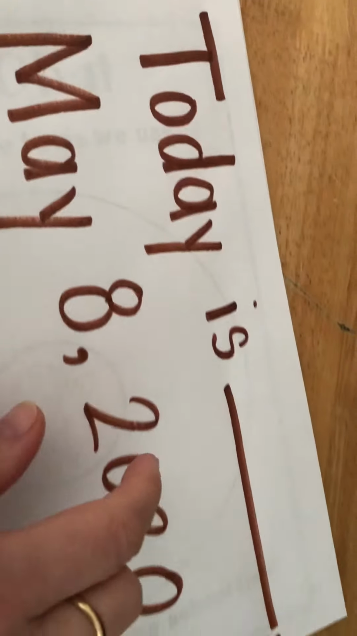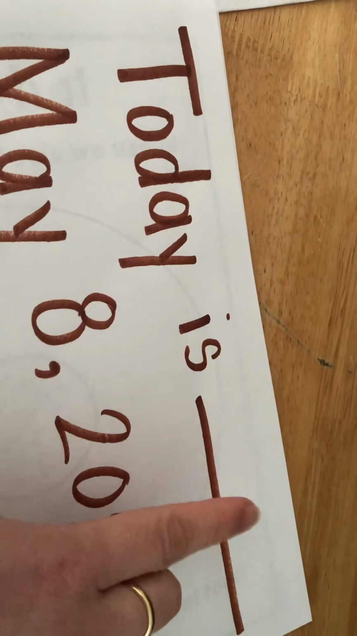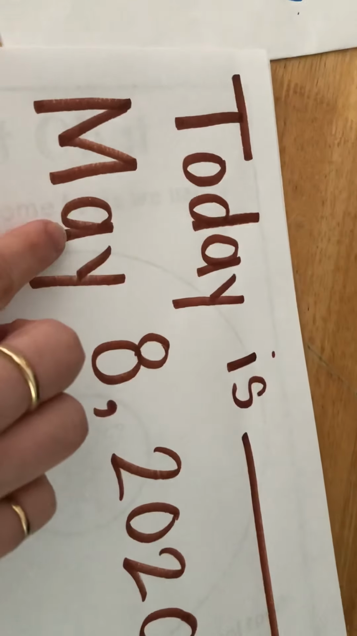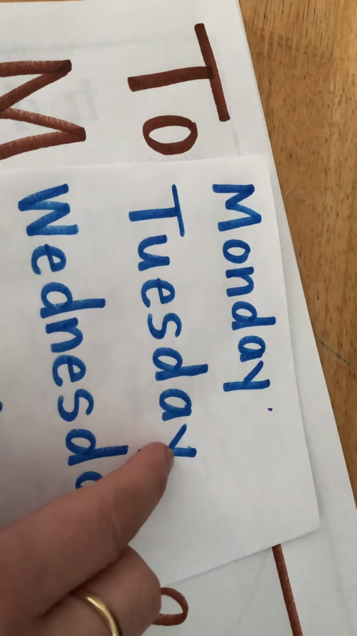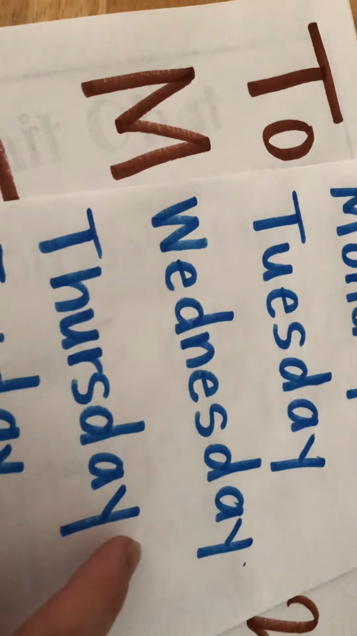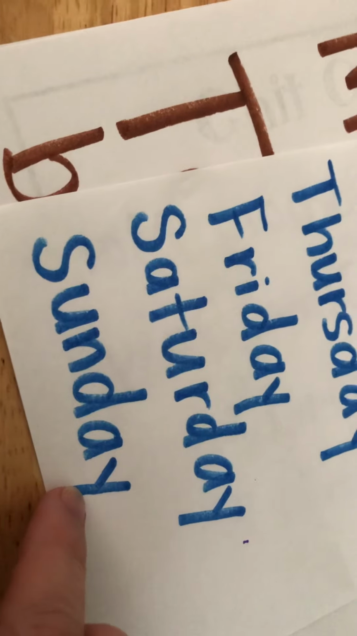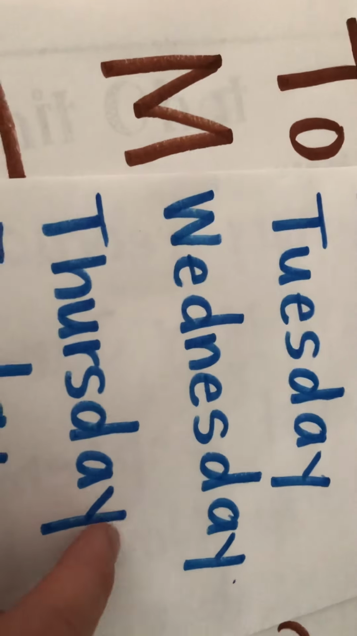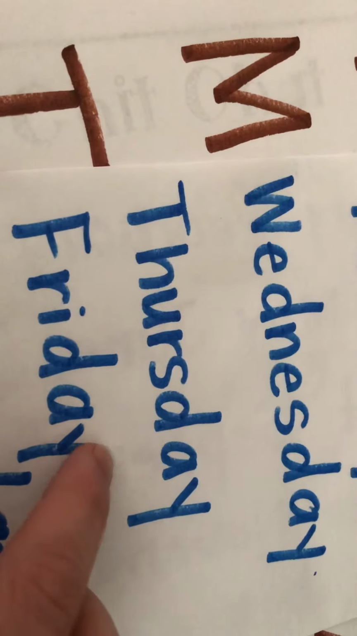All right, the first part of our morning message, we have our sentence where we need the day of the week. I've already included the date. So let's review those days of the week. We have Monday, Tuesday, Wednesday, Thursday, Friday, Saturday, and Sunday. Now yesterday was Thursday. That means today is Friday. So we're going to go ahead and write the word Friday.